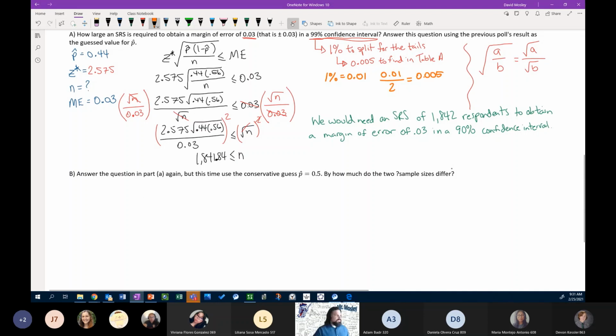So the last part here is we have to answer the question in part A again, but this time use the conservative guess, p equals 0.5. How much do the two sample sizes differ? I thought I deleted that extra question mark. Maybe I didn't.